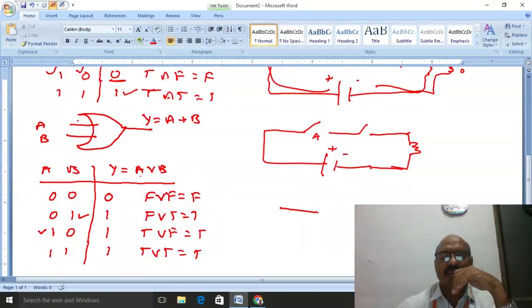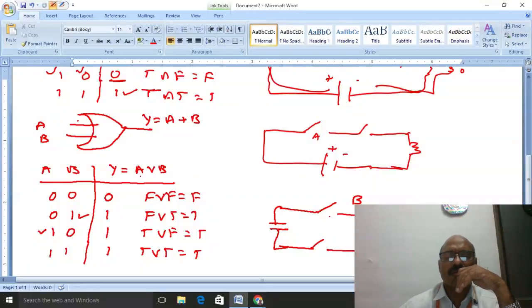Please listen carefully. Let us consider this is A and this is B. Here I am going to attach one battery, and here I am going to attach one bulb. Now both A and B are open. That means this is 0 and this is 0. The bulb is not lighting. This is 0.